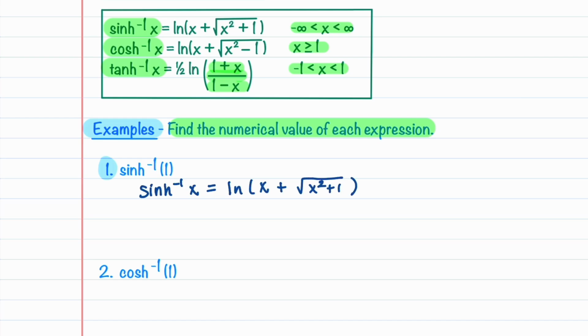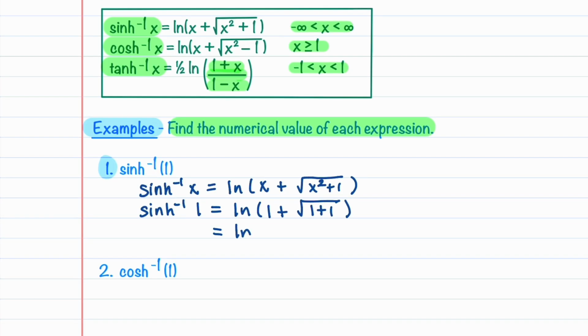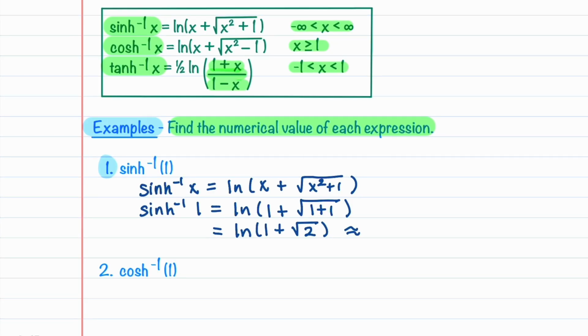Now what we're going to do is take x and let it be equal to 1. So we have inverse sinh of 1 is natural log of 1 plus the square root of 1 plus 1. And this is the natural log of 1 plus the square root of 2. If you put that into your calculator, you get an approximate value of 0.8814. This is our exact answer, and then this is the approximate answer.